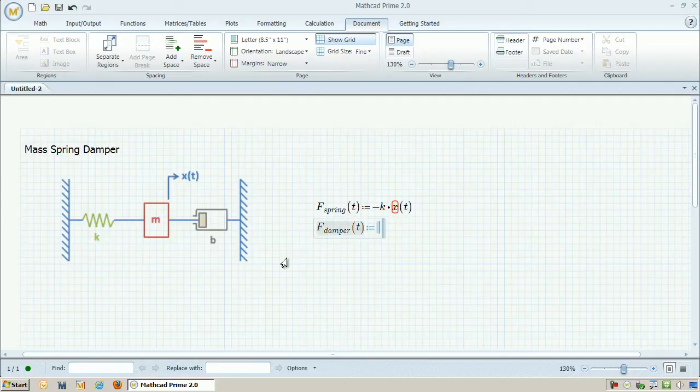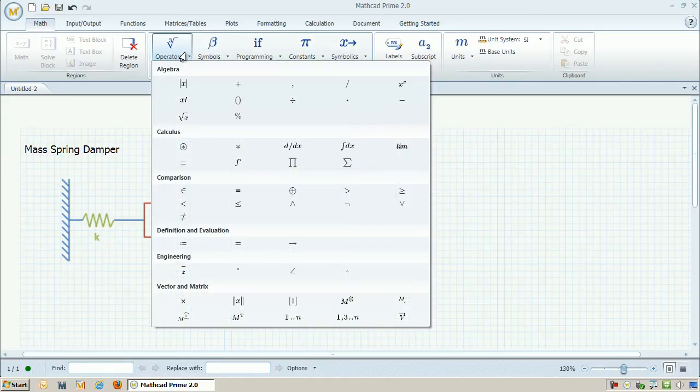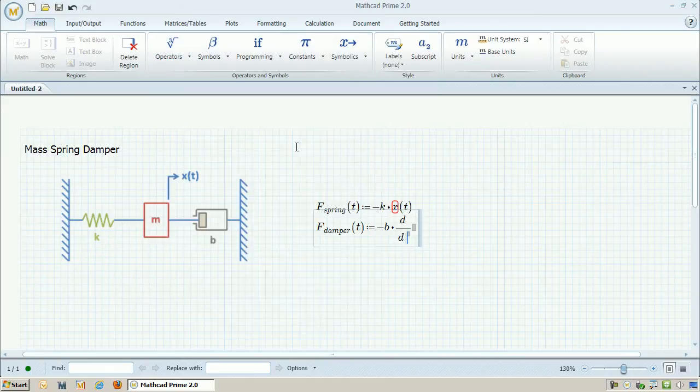I can do the same thing for the force provided by the damper. In this case, that's going to be proportional to the velocity, which is dx dt. To get the dx dt symbol, I go over to the Math tab and use the calculus operator. I can now take the derivative of x.